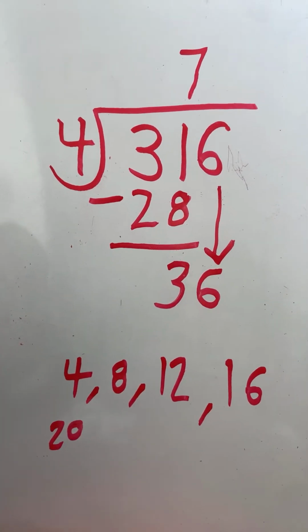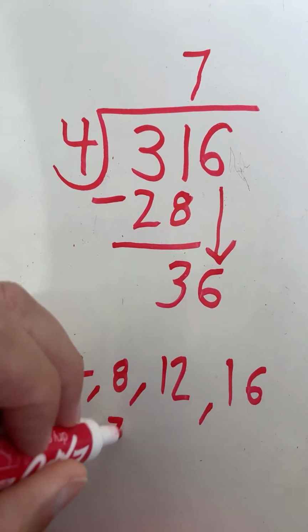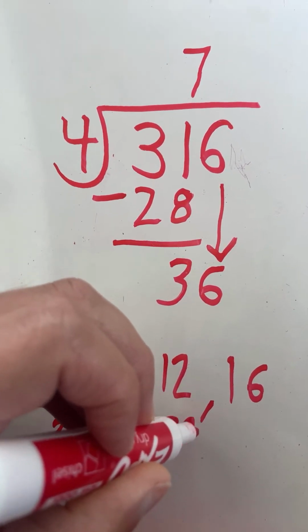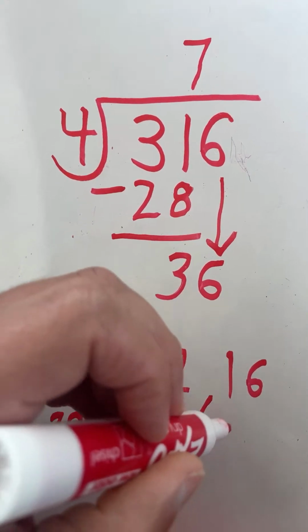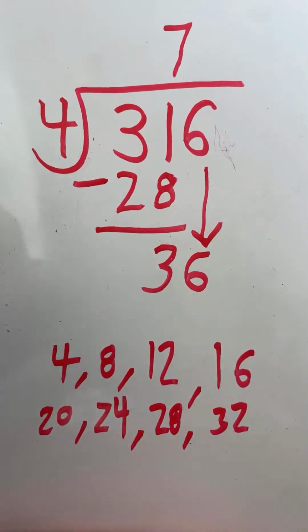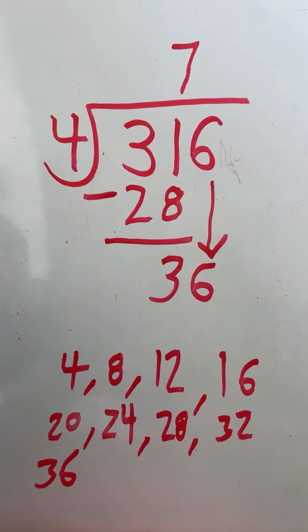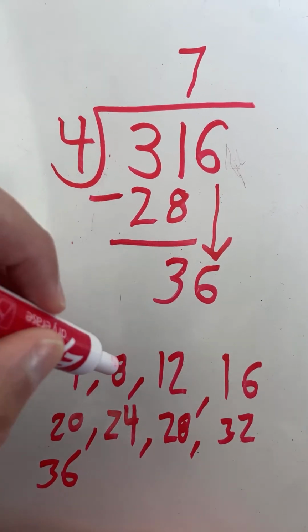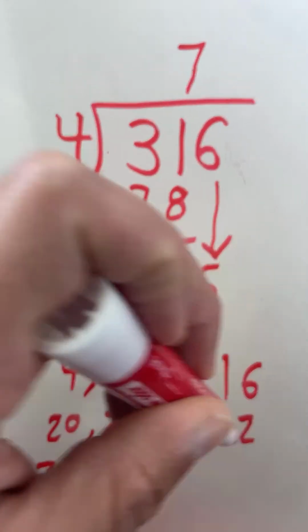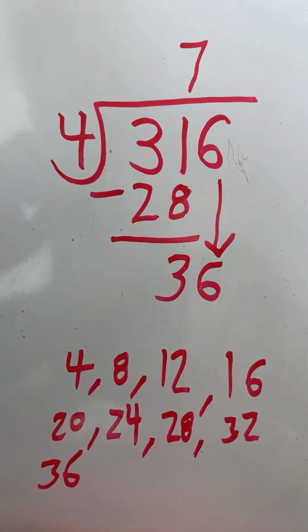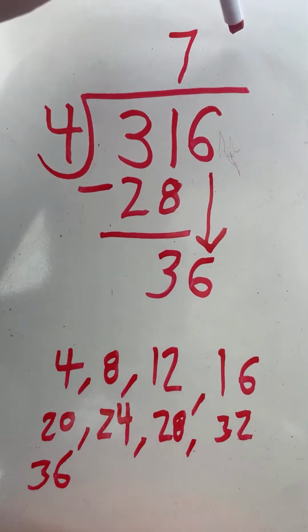20, 5 groups of 4. 24, 6 groups of 4. 28, 7 groups of 4. 32, 8 groups of 4. 36, 9 groups of 4. So I ended up counting by 4, 1, 2, 3, 4, 5, 6, 7, 8, 9 times. So there are 9 groups of 4 within 36. 36 divided by 4 equals 9.